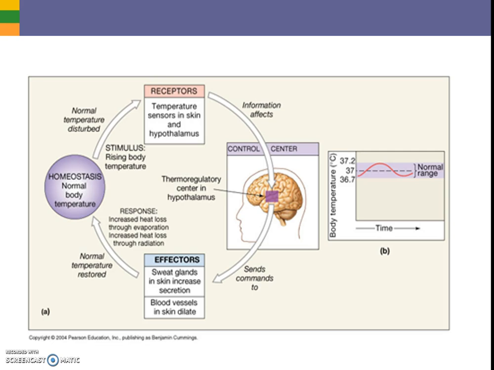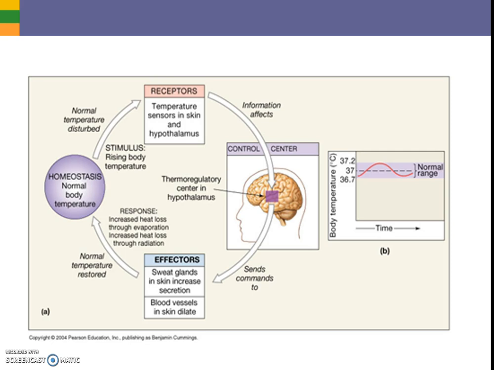Here's a really good example of a typical negative feedback loop, and one that most people can relate to. Again, homeostasis, our variable, is normal body temperature, and then we have a stimulus. In this case, a stimulus that causes our temperature to rise, and obviously there are many things that can do that, anything from exercising to going out in the heat to putting on too many clothes. Many things can stimulate our receptors to detect that our body temperature is rising.